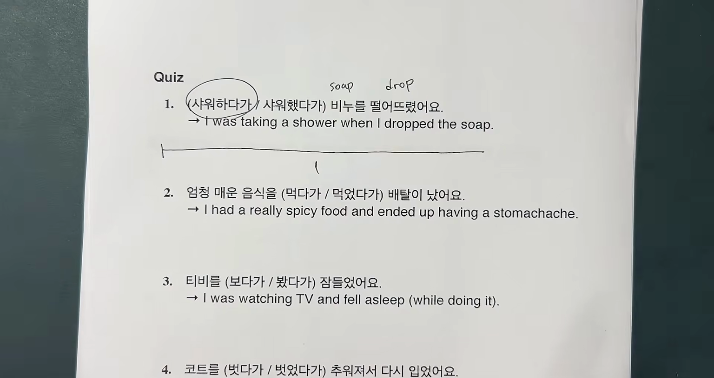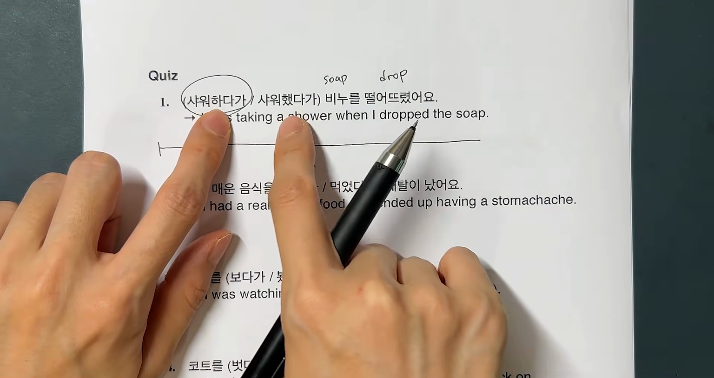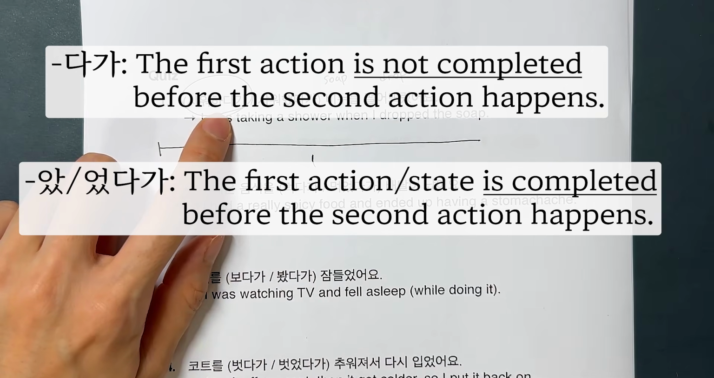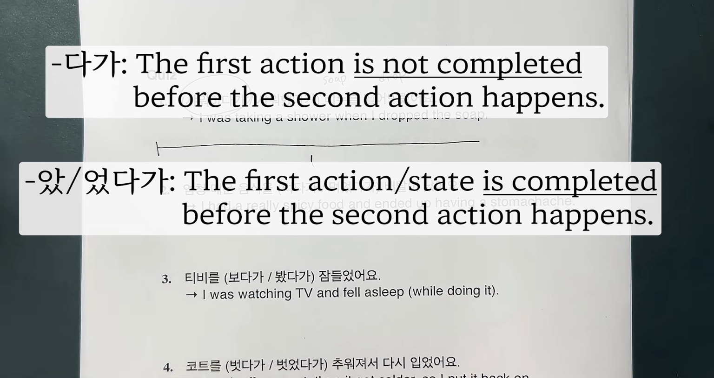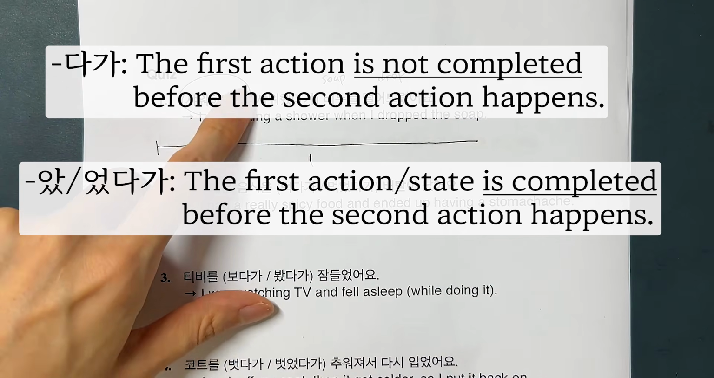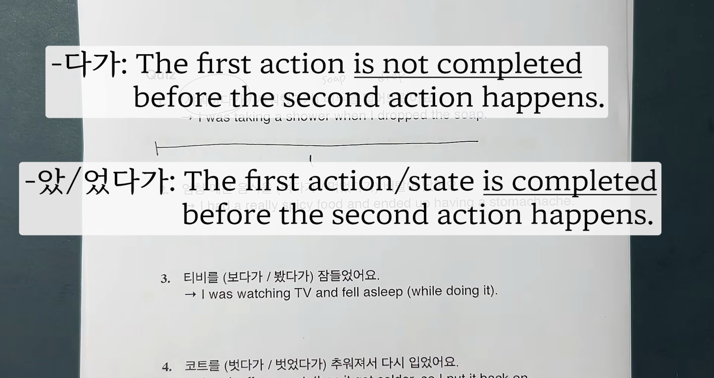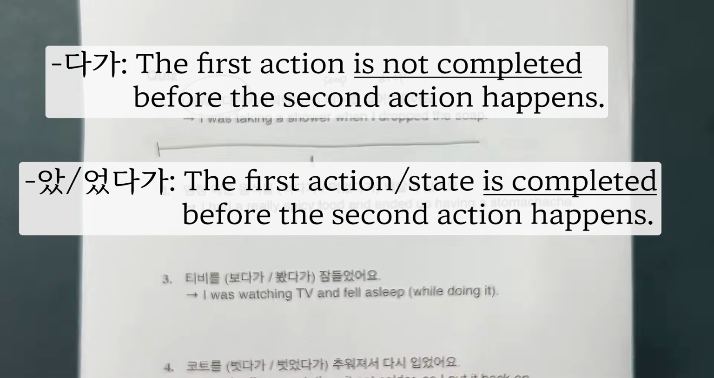And another way to distinguish whether you should use 다가 or 았/었다가 is thinking about whether this first action has been completed or not. If it hasn't been completed, you use 다가. If it has been completed, you can use 았/었다가.